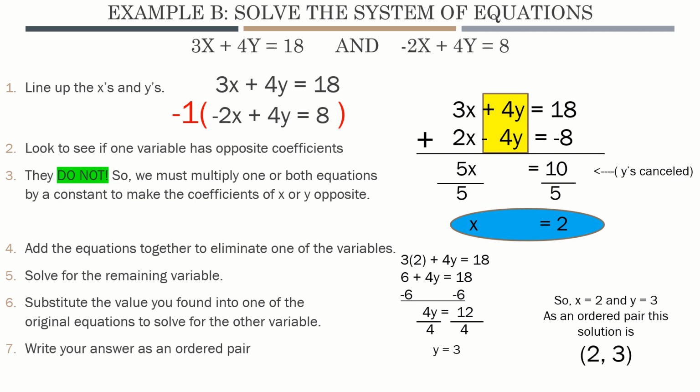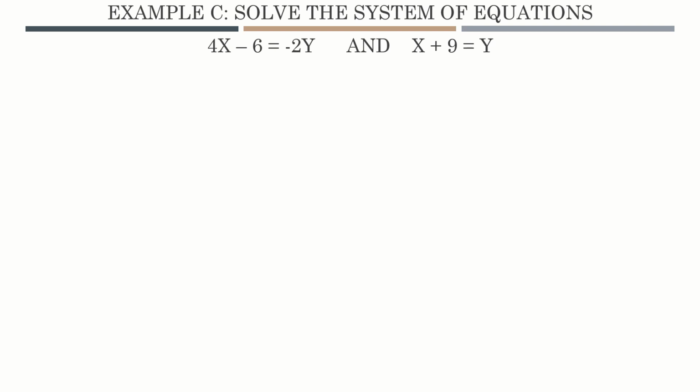Let's look at example C, which is the hardest of the examples. Maybe not the hardest, just has the most steps. And let's write these out one at a time. So step 1, you've got it on your notes, says line up the x's and the y's. Now in this case, our equations are not in standard form. So I have rewritten them to be in standard form so I can line them up.